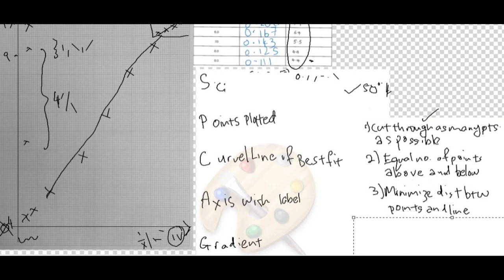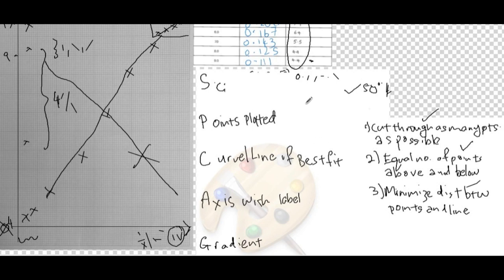The last requirement is that if you have very few points that you can cut through, you need to try and minimize the distance between the points and the line. So that means your best fit line cannot be something like this. I cannot say that, hey, I cut through this point, I have 2 points above the line, I have 2 points below the line, this is a best fit line. No, this is not a best fit line. You need to make sure that the distance between the line and all the points are as small as possible.